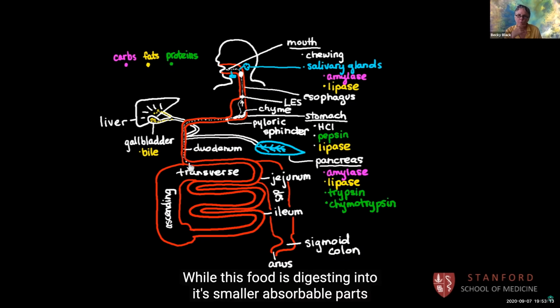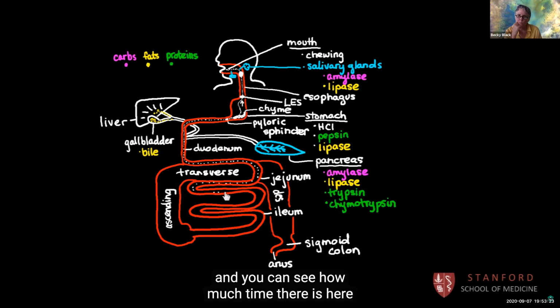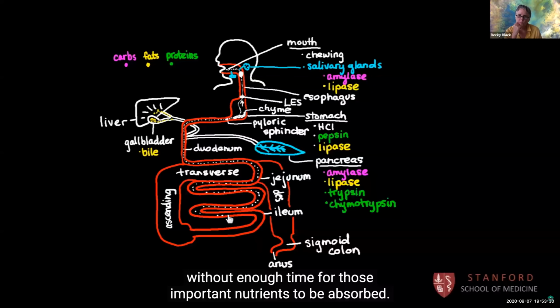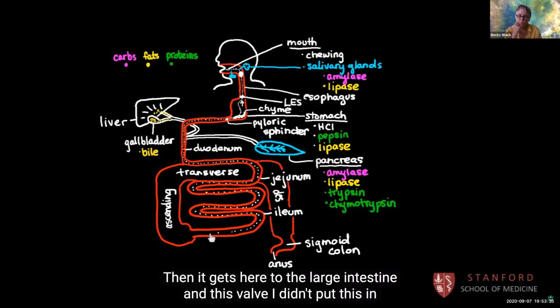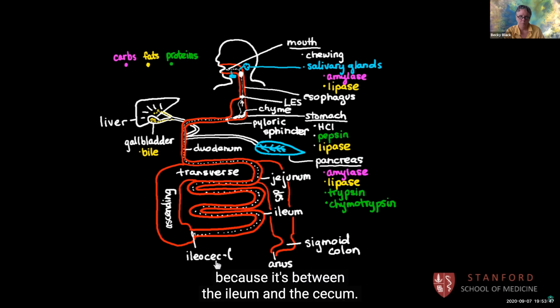So while this food is digesting into its smaller absorbable parts, it's also being absorbed as it passes through this long tube. And you can see how much time there is here to absorb all of the nutrients, because we don't want food to pass through here without enough time for those important nutrients to be absorbed. And then it gets here to the large intestine, and this valve, I didn't put this in, but this is called the ileocecal valve, because it's between the ileum and the cecum.